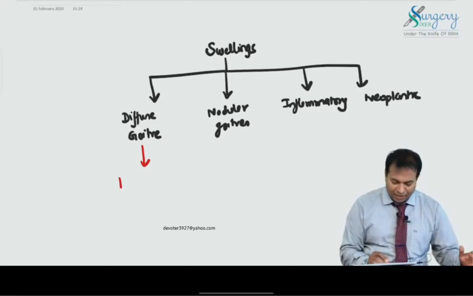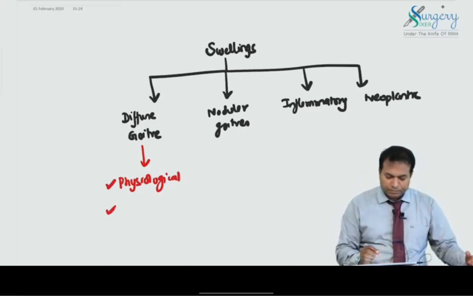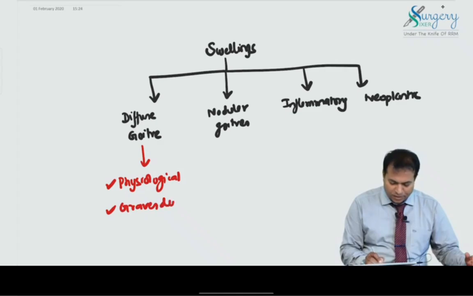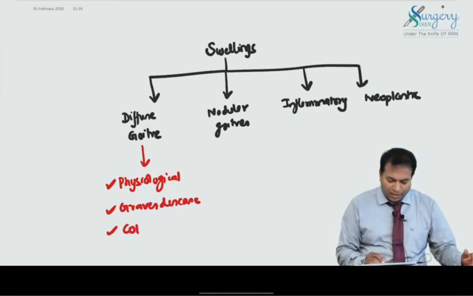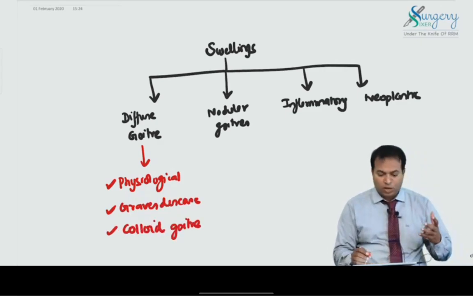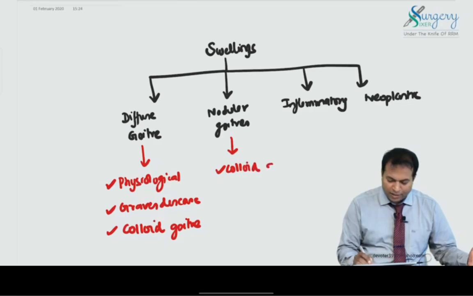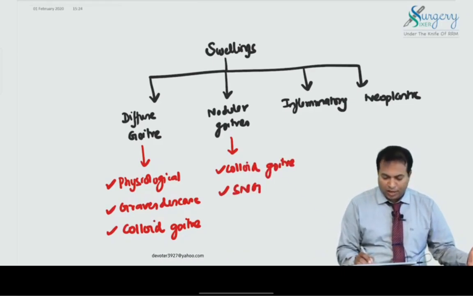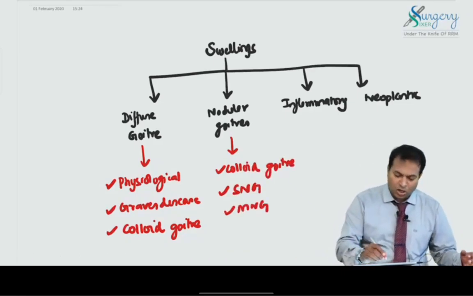Diffuse goiter is one which is having physiological thyroid swelling. Physiological goiter is diffuse, the gland will be enlarged, diffuse. Then we have Graves' disease. It is also a diffuse swelling. Even colloid goiter will be diffuse. Colloid goiter can be diffuse, or in future can even become nodular also. So it can be a solitary nodular goiter or a multinodular goiter.